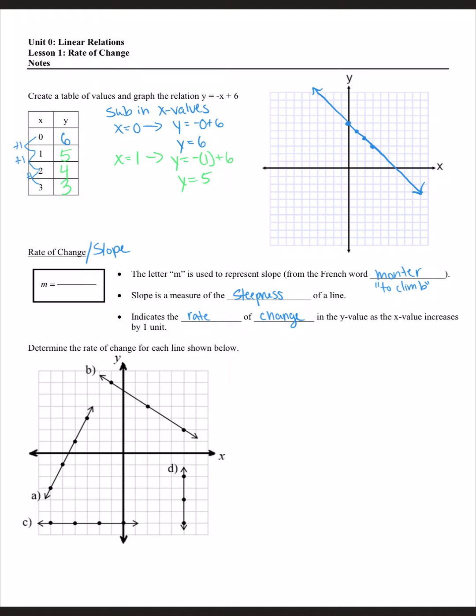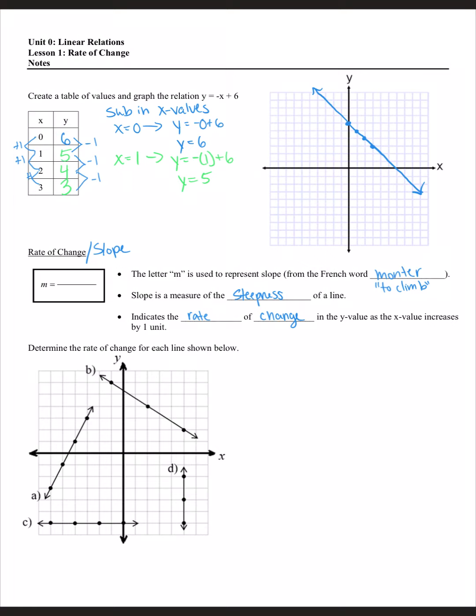What's happening to my y values when that's going on? As my x values increased by 1, my y values went from 6 to 5, so they're going down by 1. Then they go down by 1 again, and again. In order for it to be a line, they should be going down the same amount each time. We'll talk about what that means later.